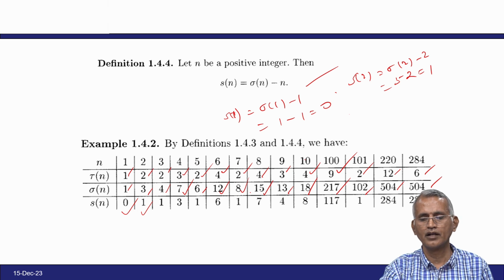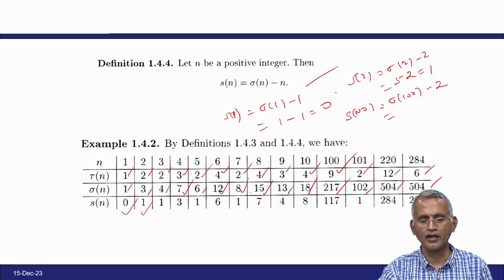If you have s of 100, then sigma of 100 minus 100. What is sigma of 100? It is equal to 217 minus n. What is n? Sorry, here n is 100. So, 217 minus 100 is 117. So, 117 will come.